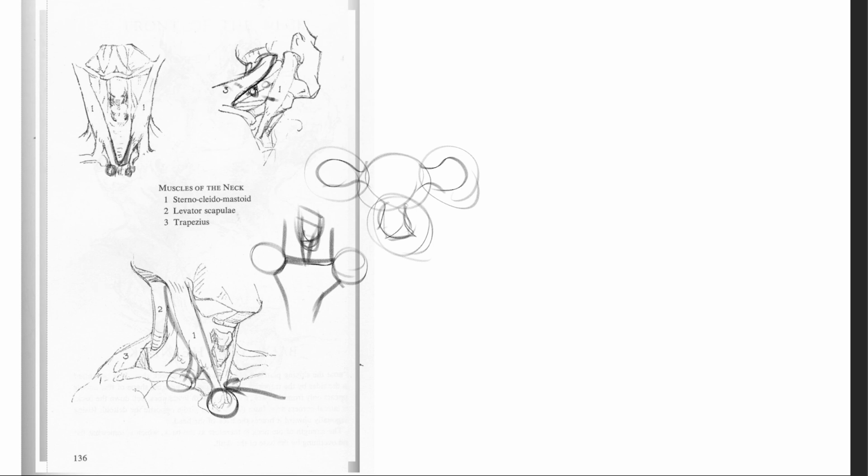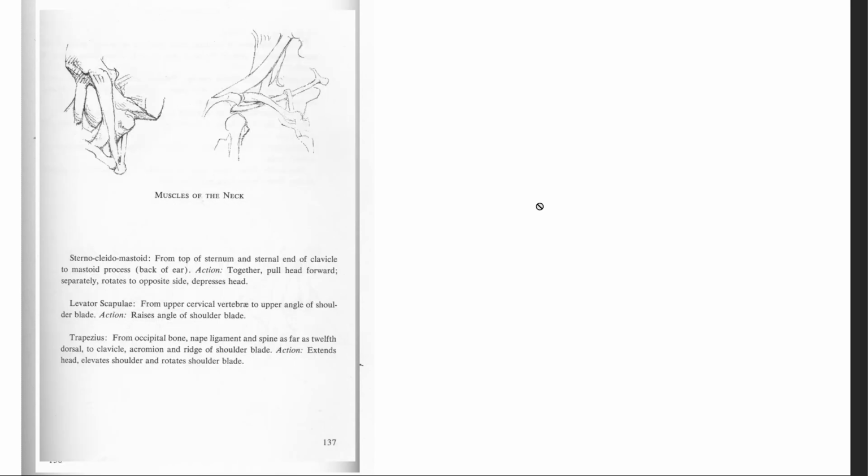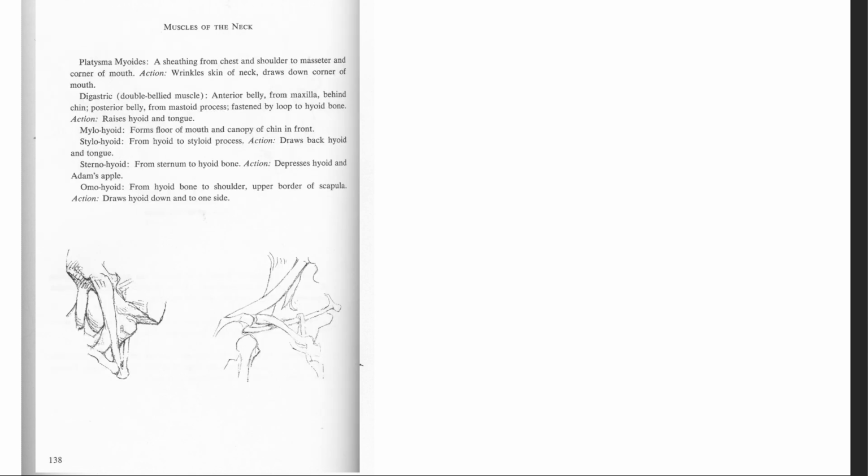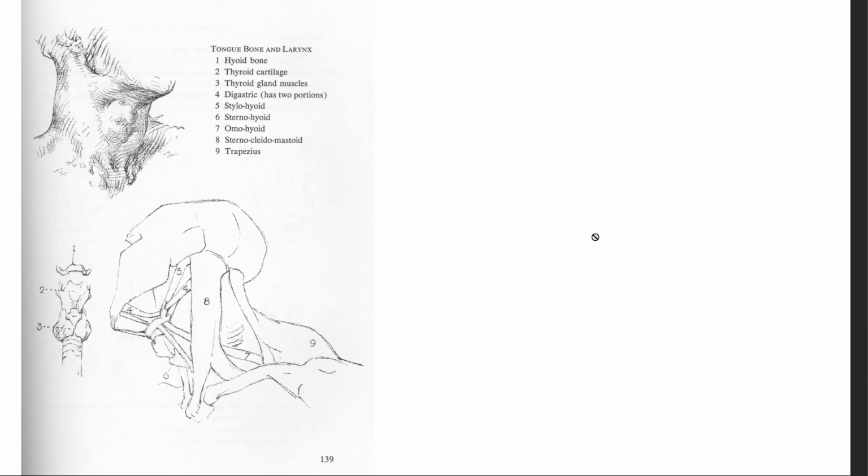And then the trapezius muscle, which in this case is a little bit strange because they show the levator scapula to the outside when it's actually covered by the trapezius muscle. And then here are a couple more versions of the same makeup, and a few more, which I don't think are really all that necessary to study from.